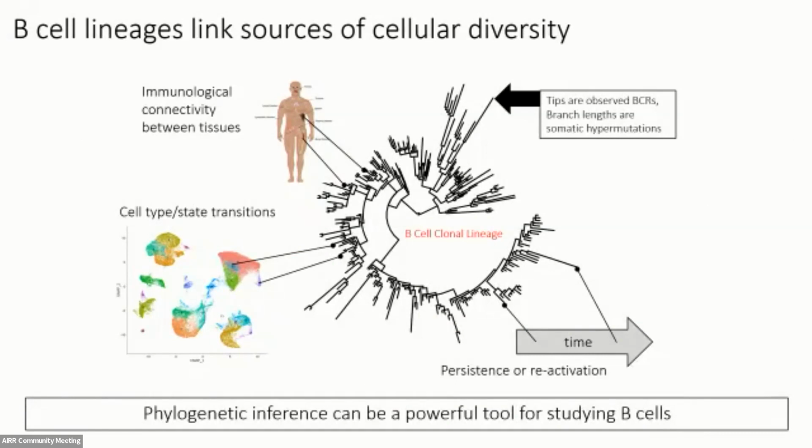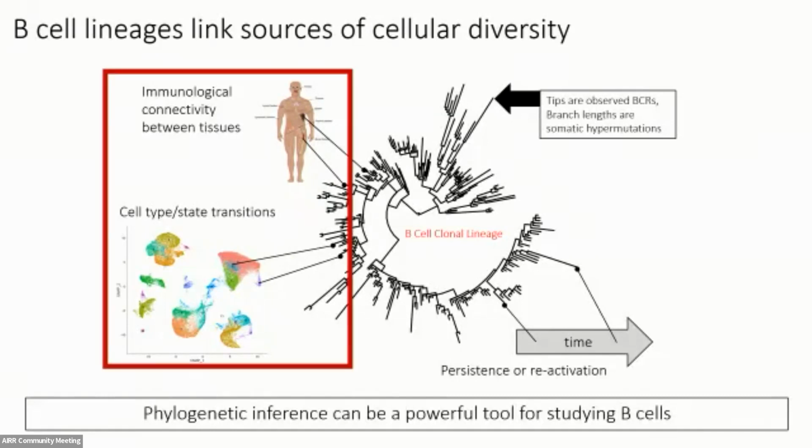So if we have B cells from biopsies from different tissues that are present in the B cell lineage tree, then the tree can be used to understand connectivity between those tissues. If we have different B cell subtypes within the tree, then this can be used to understand cell type transition events. And if we have samples over time, then lineage trees can tell us about persistence or reactivation or evolution of different B cell clones over time. For this talk, I'm just going to be talking about these first two.